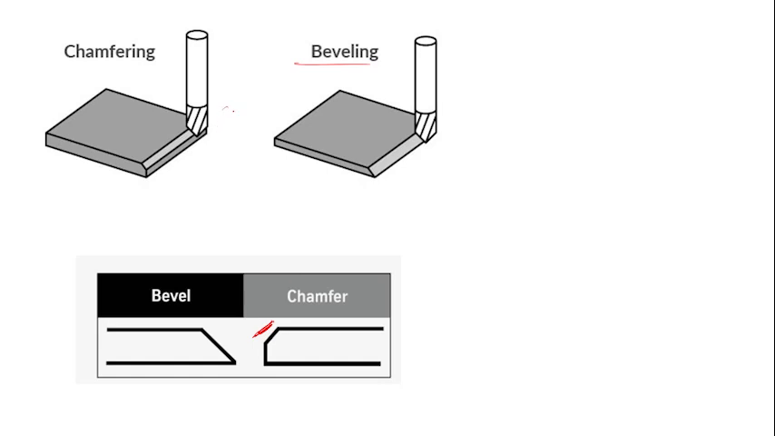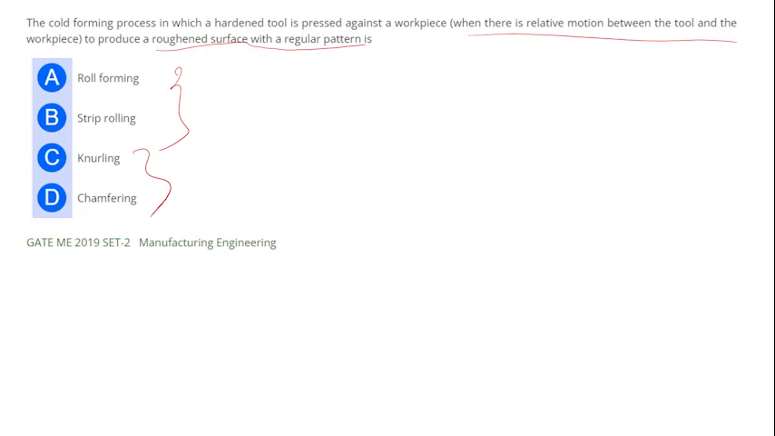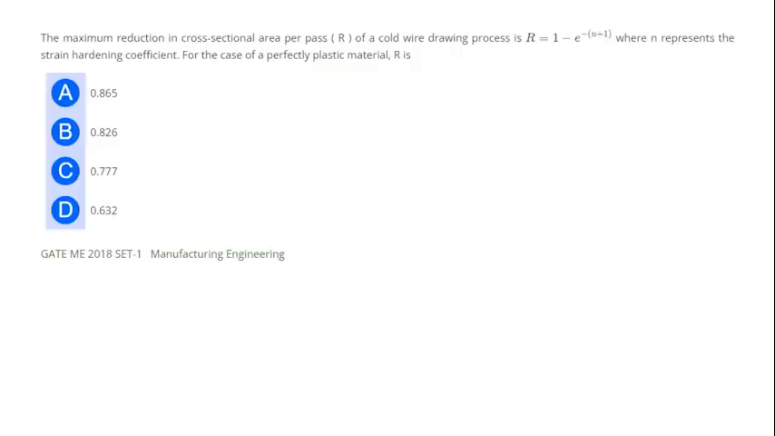So this is your chamfering process and beveling process. Your tool will be moving here. There will be a relative motion between the tool and the workpiece in chamfering and beveling. So now we can answer this question: option C is correct, that is knurling. Any doubts? Okay, then solve this question.